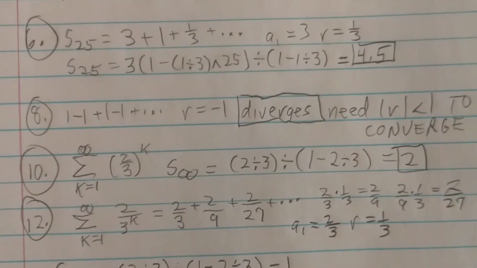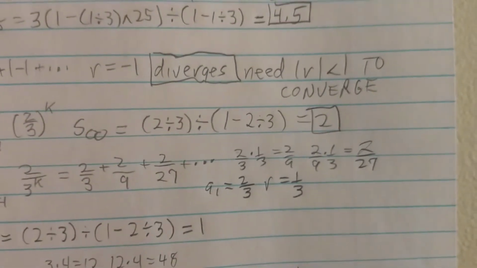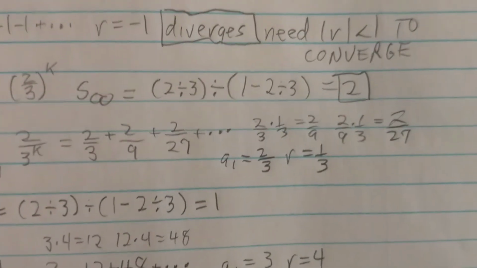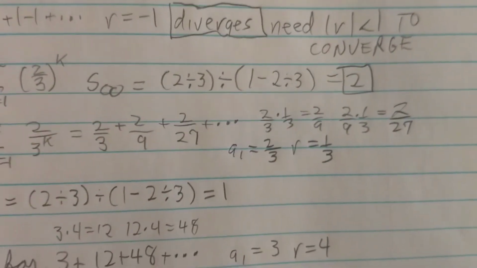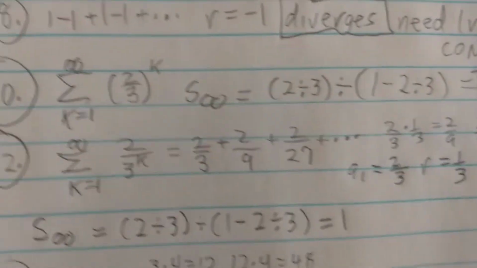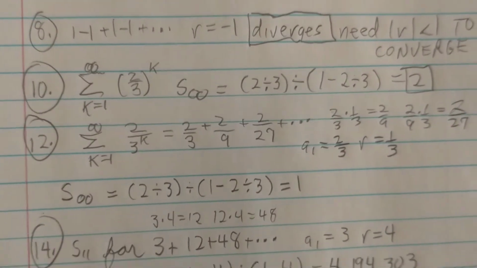For problem 8, we get this alternating series of 1 minus 1 plus 1 minus 1 on forever. But since r is equal to -1, and our limitation for converging was the absolute value of r has to be less than 1, well, the absolute value of -1 is 1, which is not less than 1. So this sequence diverges, meaning it blows up.